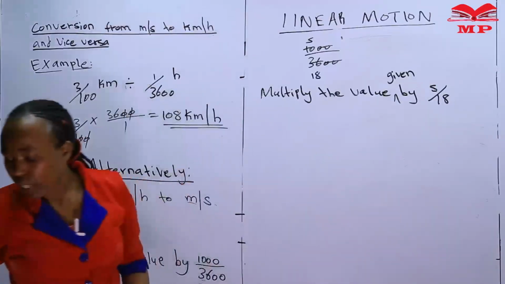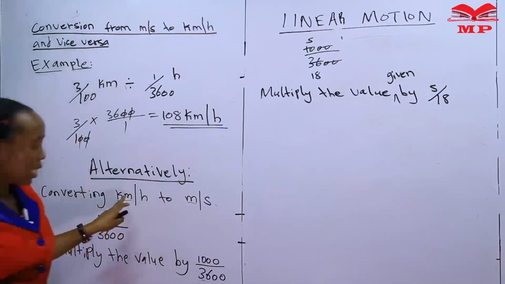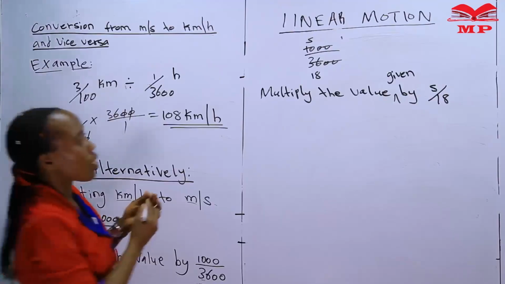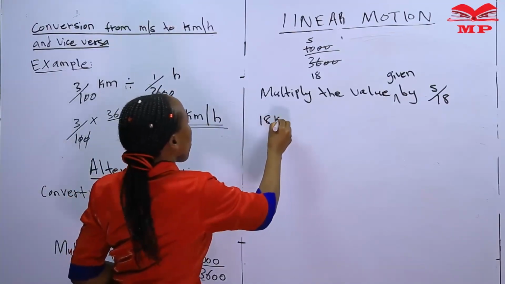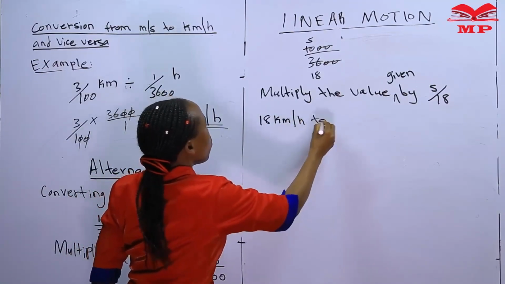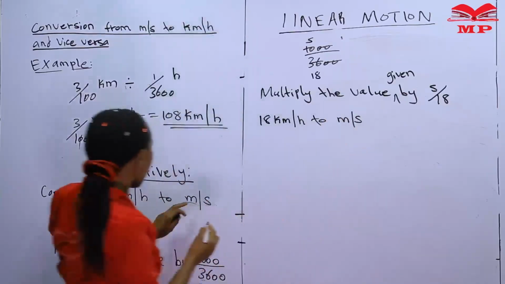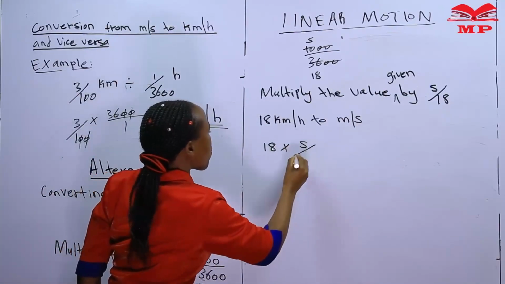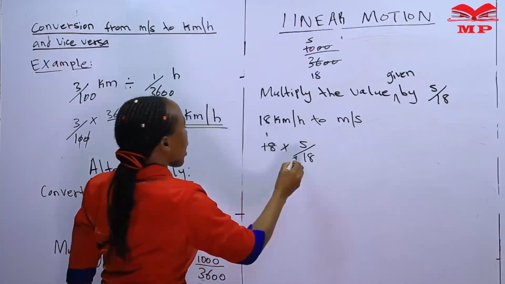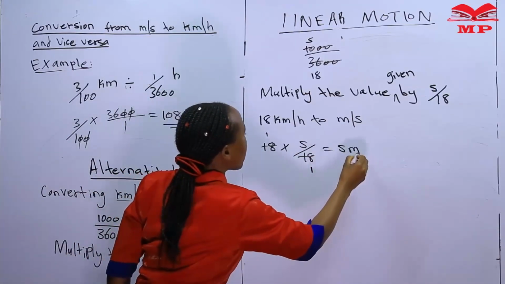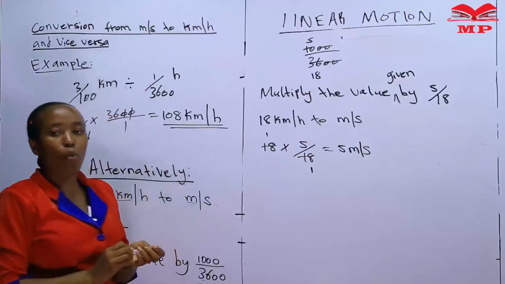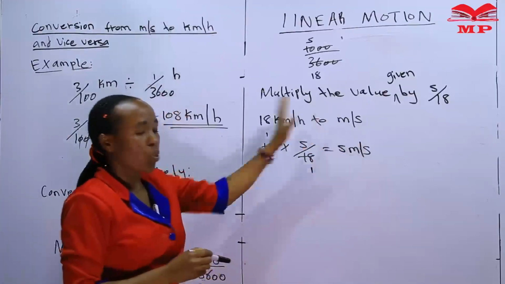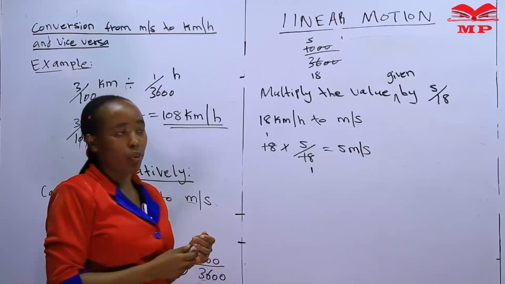Like the example that we had, that is converting the kilometers per hour, that was 18 kilometers per hour to meters per second. We just come and say therefore 18 multiplied by 5 over 18, and we end up getting 5 meters per second. The same answer that we got with the other method.